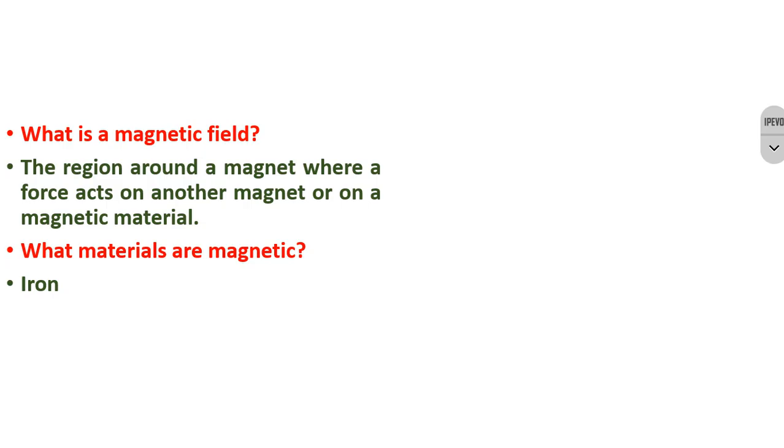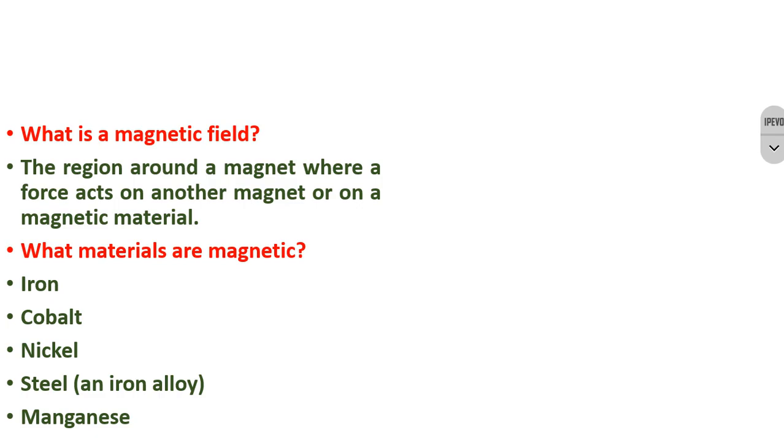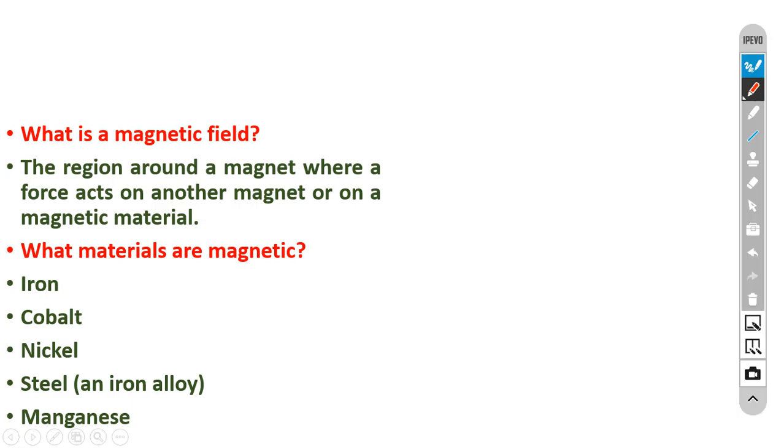This question says, what materials are magnetic? We have iron. Iron is magnetic. Cobalt is magnetic. Nickel is magnetic. Steel is magnetic. And manganese. So we have iron, cobalt, nickel, steel, and manganese.